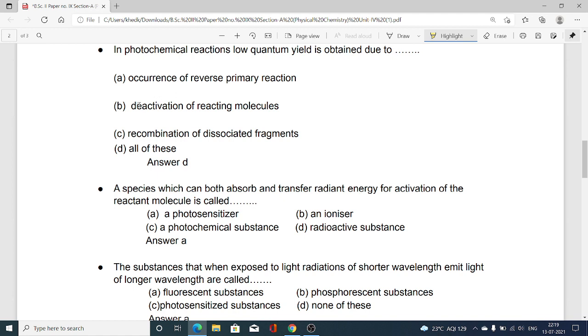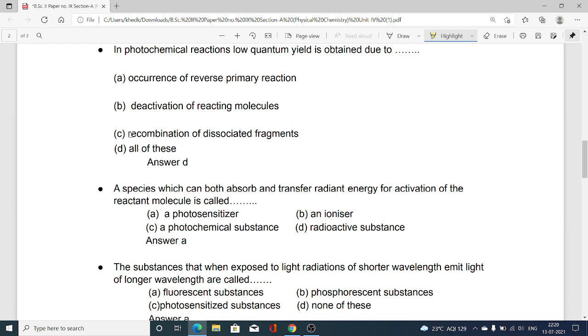Option B, deactivation of reacting molecules. Whenever reacting molecules get deactivated, then the further reaction cannot proceed. And hence, deactivation of reacting molecules is also one of the reasons or the causes behind the low quantum yield. And hence, option B is also a reason for the low quantum yield.